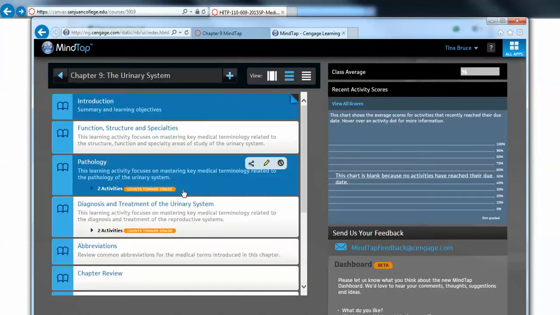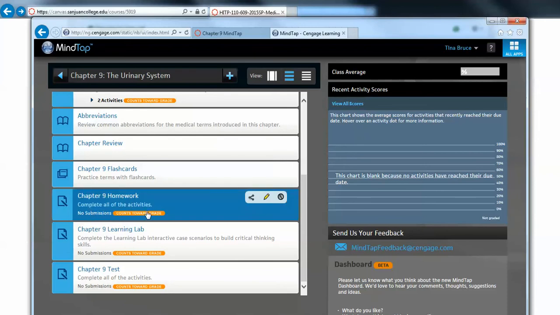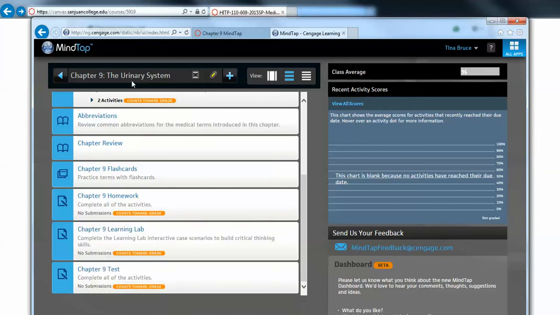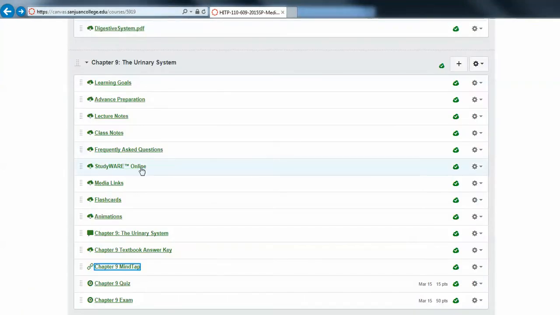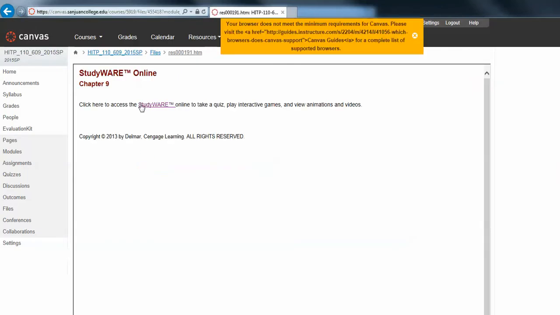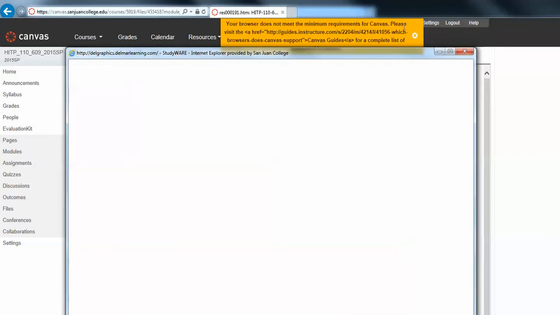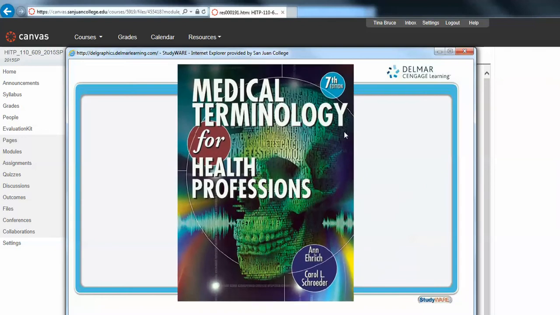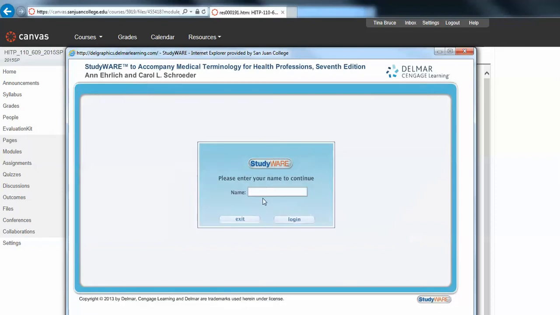So once you've completed these activities, again, these do not count towards a grade. You can work on the homework as well as the chapter test to gauge your knowledge of what you've gained through reading the entire chapter. So we're going to go back. Once you've completed all of those exercises, then you can work in StudyWare online. It's basically the same thing from week to week. It's the same steps that you should take in order to be successful within the course.